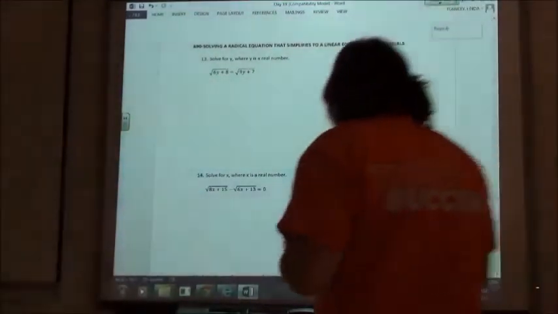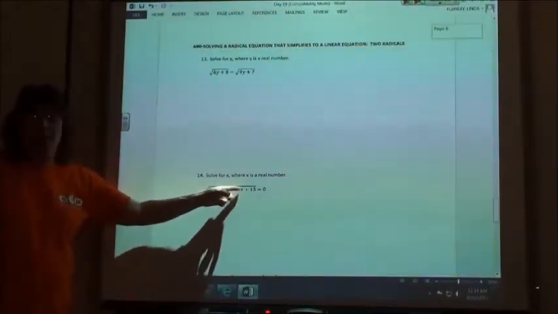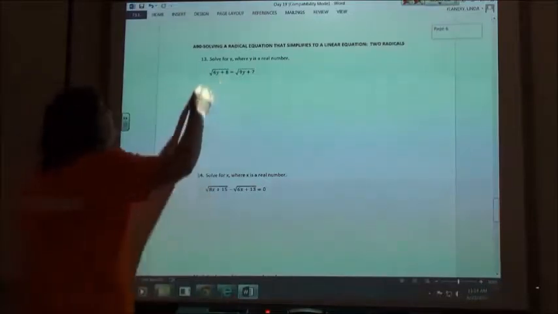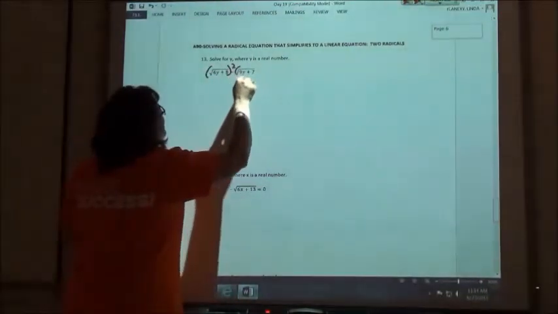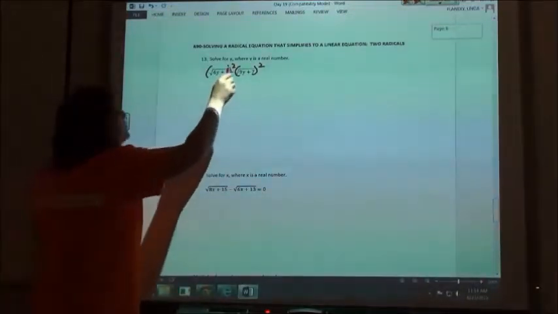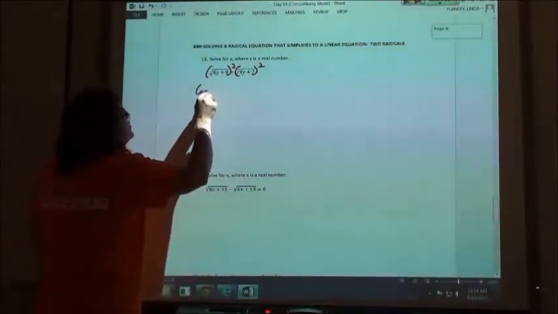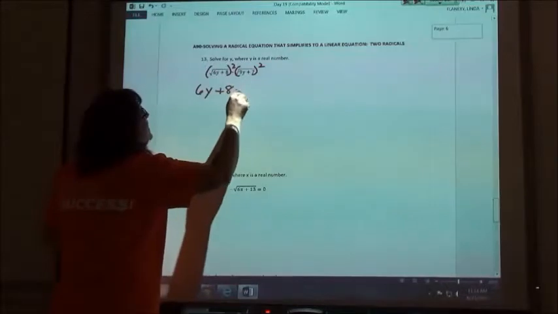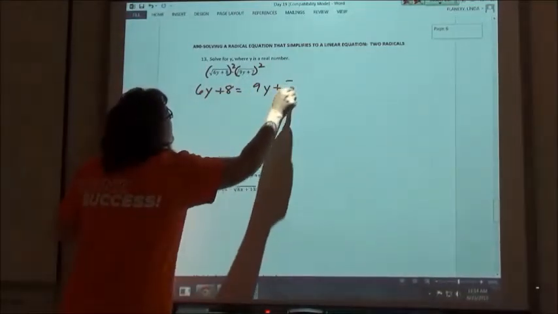Now the next ones have two radicals. If you have two radicals, you want to make sure they're on the opposite sides of the equal sign, because you wouldn't want to try to have to square that craziness there. That would not be fun at all. Well, it might be, but it'd be hard. If they're on opposite sides, I can go ahead and square both sides. So squaring my square root gets rid of the square root, so 6y plus 8 equals 9y plus 7.